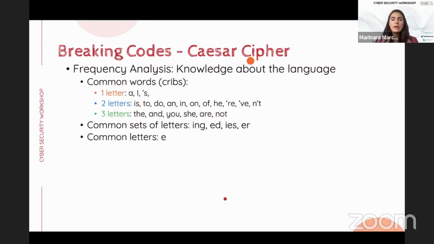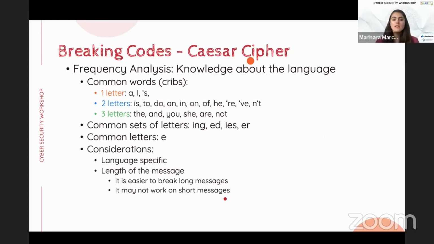So if you see a pattern in a text that is all scrambled, that this letter keeps coming up all the time, and you know it's a Caesar cipher, you can guess that could be the letter E, because the letter E tends to appear a lot in English, okay?